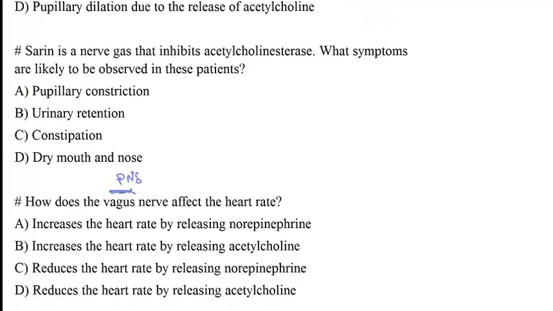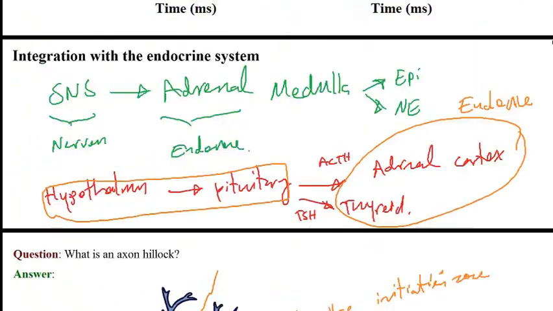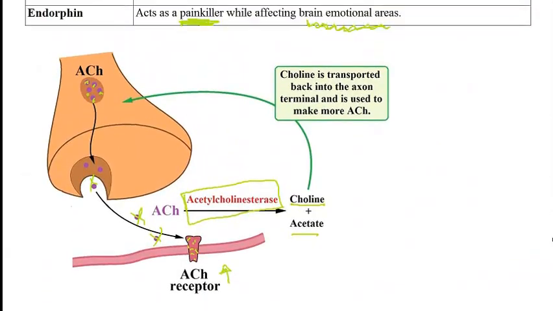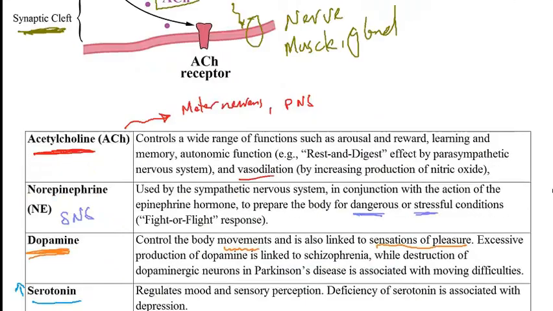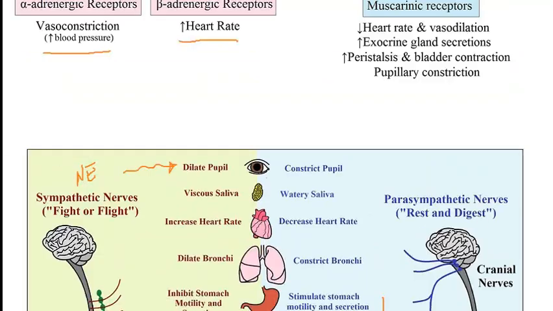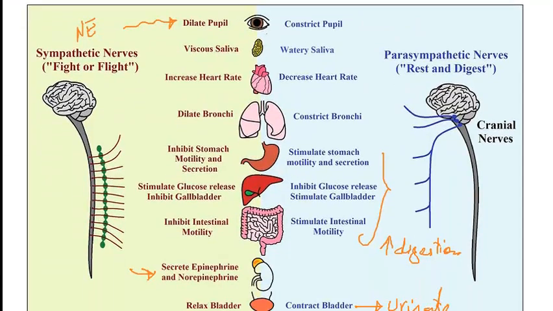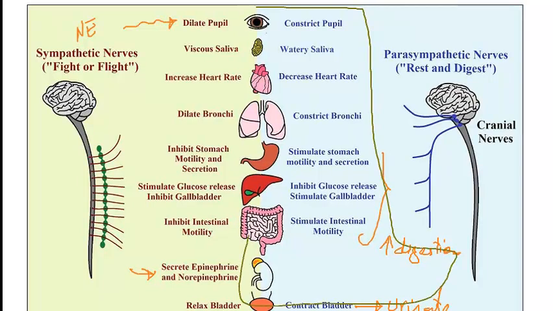The next question is, sarin is a nerve gas that inhibits acetylcholinesterase. What symptoms are likely to be observed in these patients? Referring back again to the figure with acetylcholinesterase, if sarin inhibits acetylcholinesterase, what happens next? There would be an increased concentration of acetylcholine in the synaptic cleft. Therefore, there would be increased activation of the parasympathetic nervous system, and so all the symptoms described in the figure would be exaggerated by application of the sarin gas.